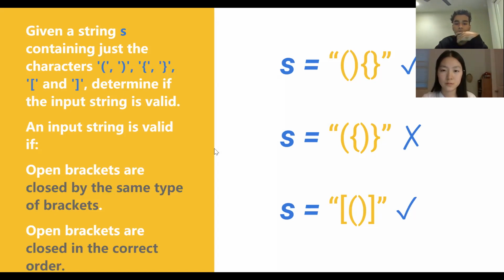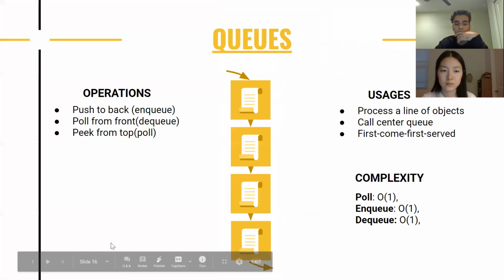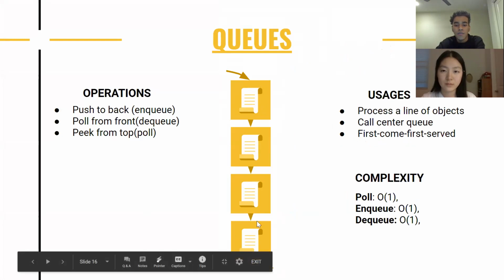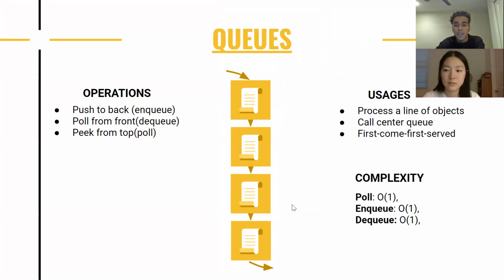And then another data structure that follows, that is essentially built off of a linked list, is a queue. A queue is not too dissimilar from a line in real life, where the first person at the beginning of the line is the first one out. First in, first out, first come, first served.